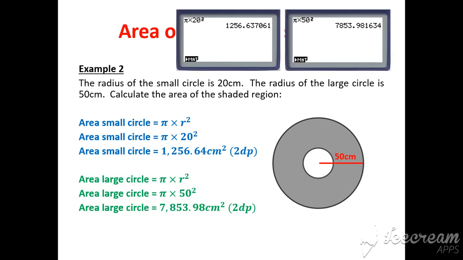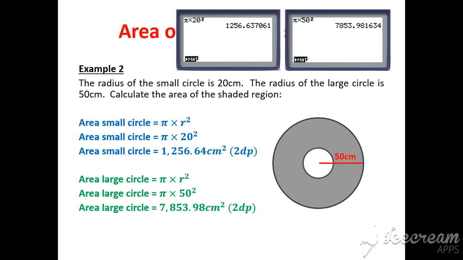Right, the area of the large circle, this has got a radius of 50 centimeters. So we're going to go pi times radius squared, pi times 50 squared, and that gives 7,853.98 centimeters squared, and I've rounded it to 2 decimal places as well.